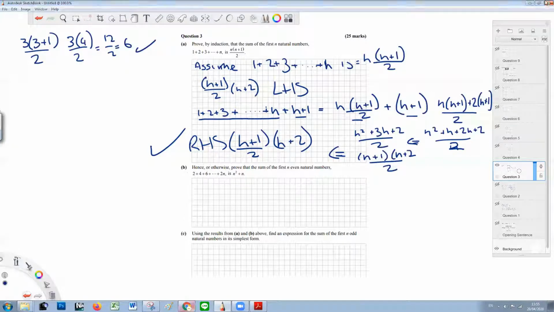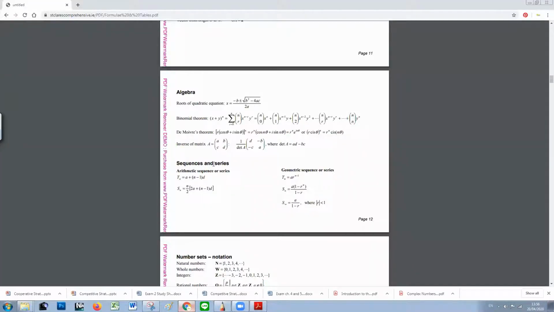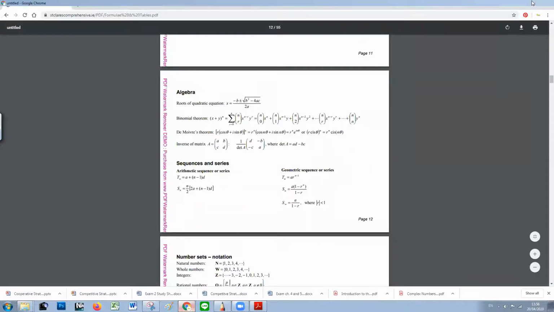So the easiest thing to do would be to go to our maths tables. And in our maths tables, in our sequence and series, we have an arithmetic sequence. Sn is equal to n over 2, times 2a plus n minus 1 times d. d being the common difference, a being your initial value.